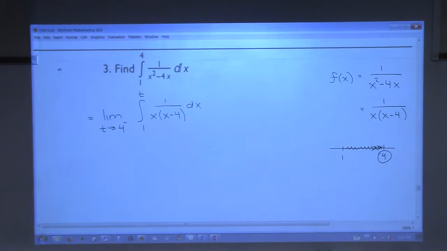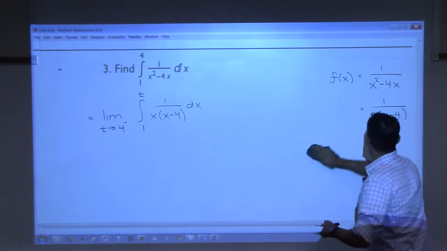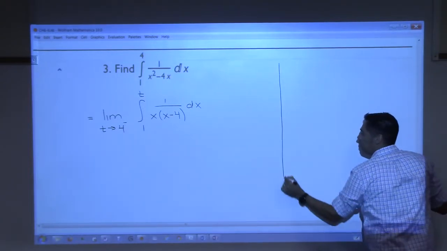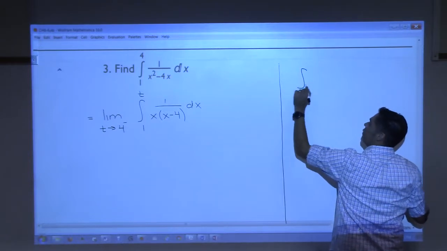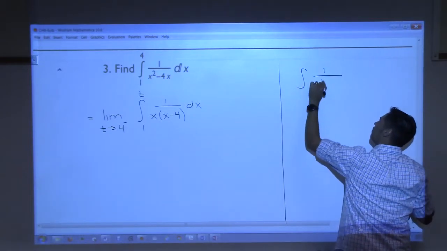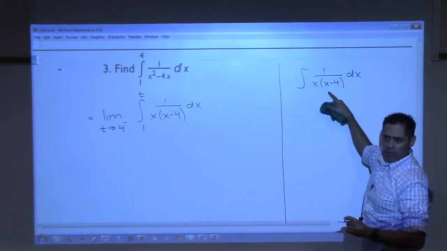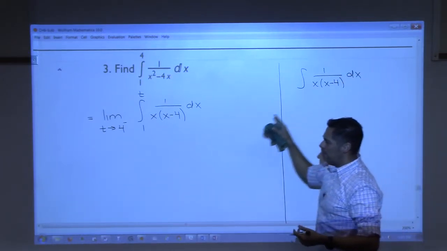Okay? The next step is to find the antiderivative, right? So I think this is where we're going to need to step off to the side, do some scratch work, do all the work, partial fractions, do all that, and come back and put that answer in there. All right. So this is my scratch work on the side. I'm just going to look at this integral, the indefinite integral right now. That way I can slap the answer in here.